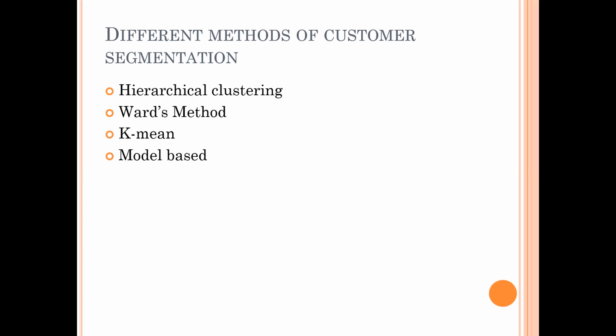So we'll talk about these three algorithms mainly: hierarchical clustering, Ward's method, and K-means. There are other kinds of algorithms in segmentation, but they are still in the research phase. So we will talk about these three algorithms mainly in this particular class, and we will also try to implement them in our class.